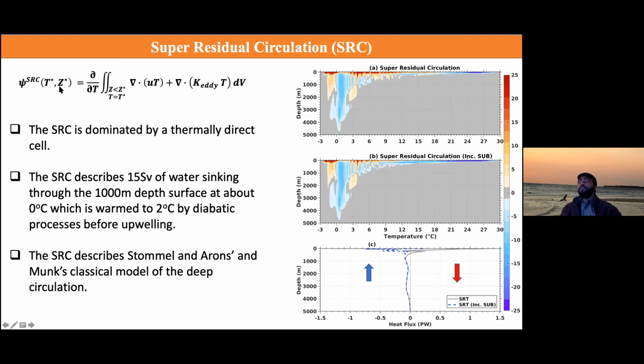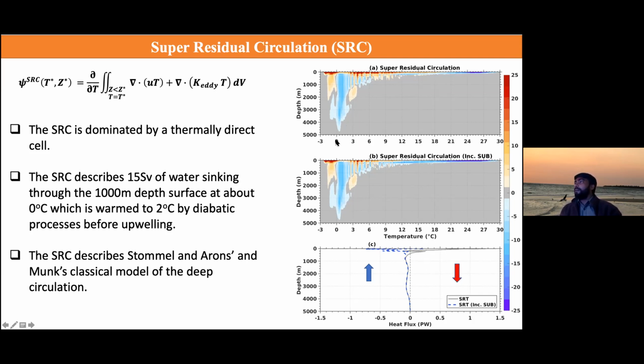I mentioned in my second slide the superresidual transport, but here we define for the first time the superresidual circulation in temperature and depth coordinate. The first figure shows the result using the previous definition, in which we haven't included the submesoscale advection, and the middle panel shows the superresidual circulation when we include the submesoscale advection. What we found is that the SRC, or superresidual circulation, is dominated by the thermally direct cell. Thermally direct, I mean the cold cell, and if you look at the 1000 meter depth, it transports approximately 15 Sv of water downward at 0 degrees centigrade, and it is further warmed by the diabatic process at 2 degrees centigrade before it upwells at the surface.